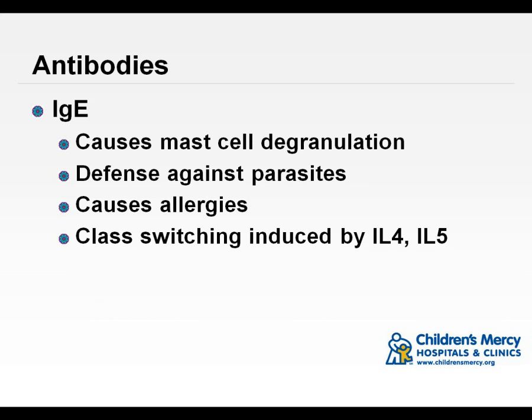IgE, of course, causes mast cell degranulation, which is important in the defense against parasites. But we know IgE better in this day and age, because we don't have a lot of parasites around, as the allergy-causing antibody. So IgM will class switch to IgE in response to IL-4 and IL-5.